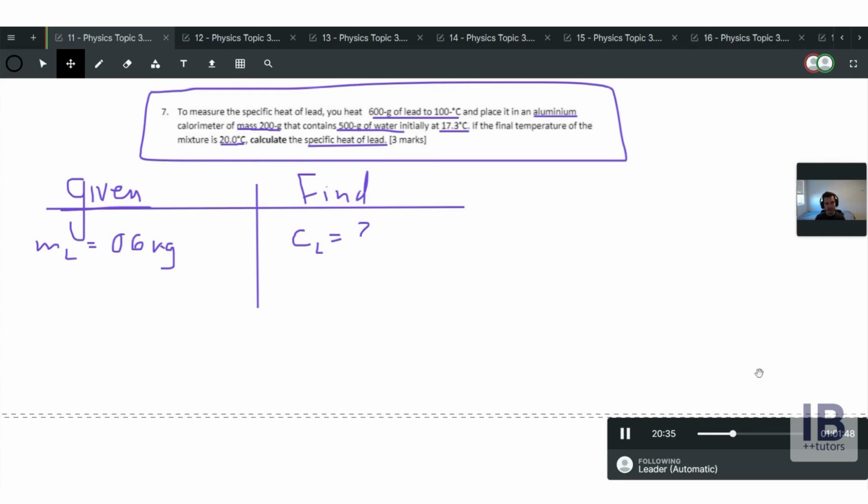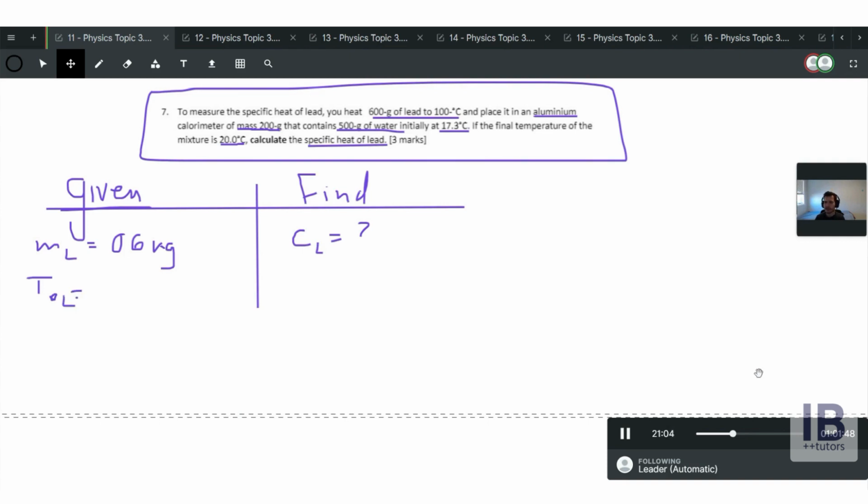To measure the specific heat of lead, you heat 600 grams of lead to 100 degrees Celsius and place it in an aluminum calorimeter of mass 200 grams. So really what the question's saying is we heated up the lead, so that is its initial temperature, and then we put it in this other thing. So the initial temperature, T_i or T naught, of lead.